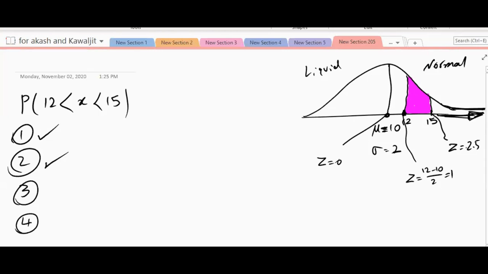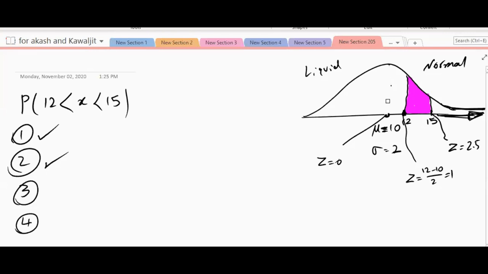So now, can we find this area in the table? How do we find this purple area? To which row do we go? Z equals 1.5? No. This table only tells us the area between a point and the center. This table is incapable of giving us the area between two points.